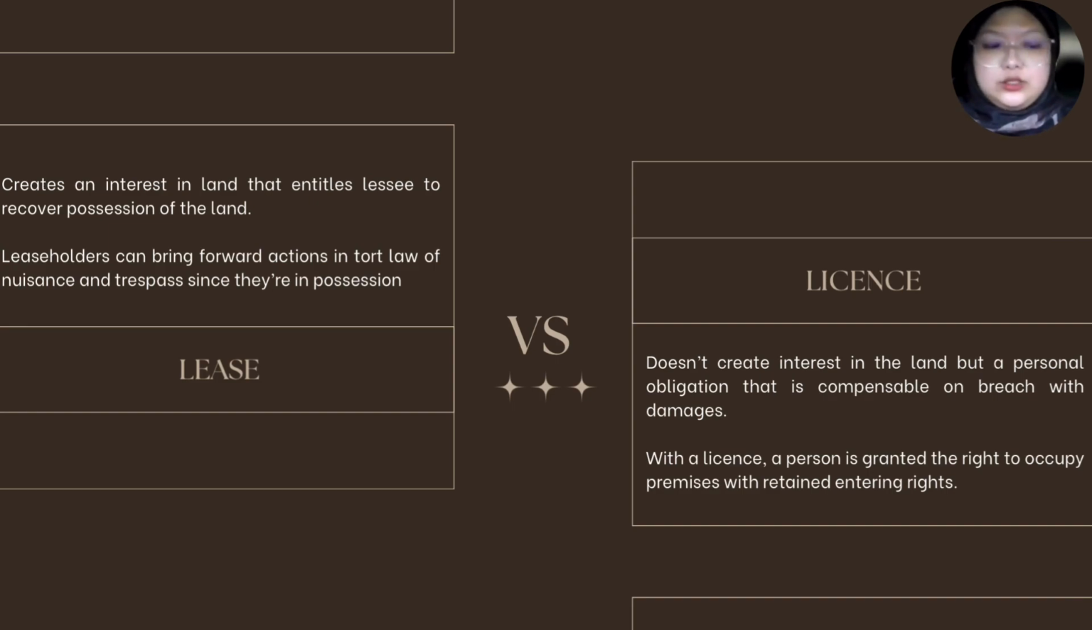With a license, a person is granted the right to occupy premises with retained entering rights. So it differs from leases, because with leases you have ownership over the property, so you have entering rights at will, which means that you can come in at any time you want, because you have the rights. But with a license, you have limited entering rights, because there's only so much that you are granted or have permission to do, because that's the limit of a license.